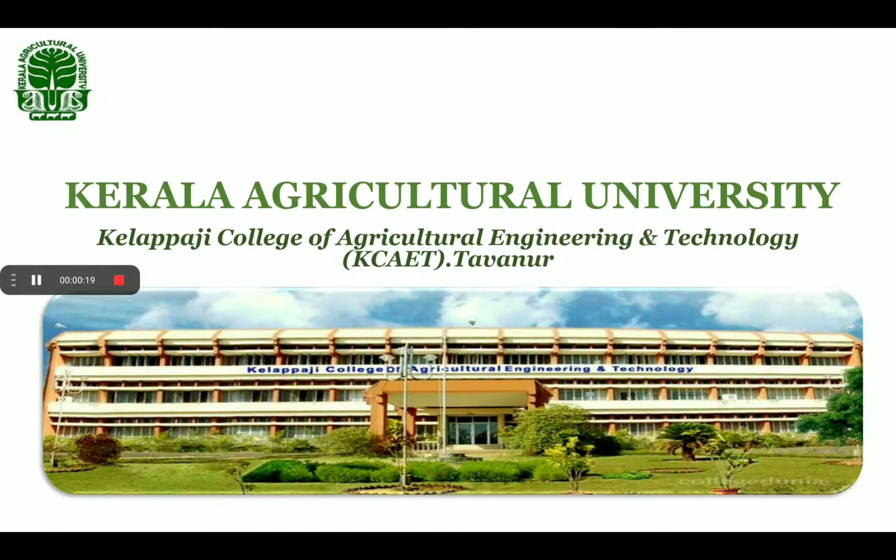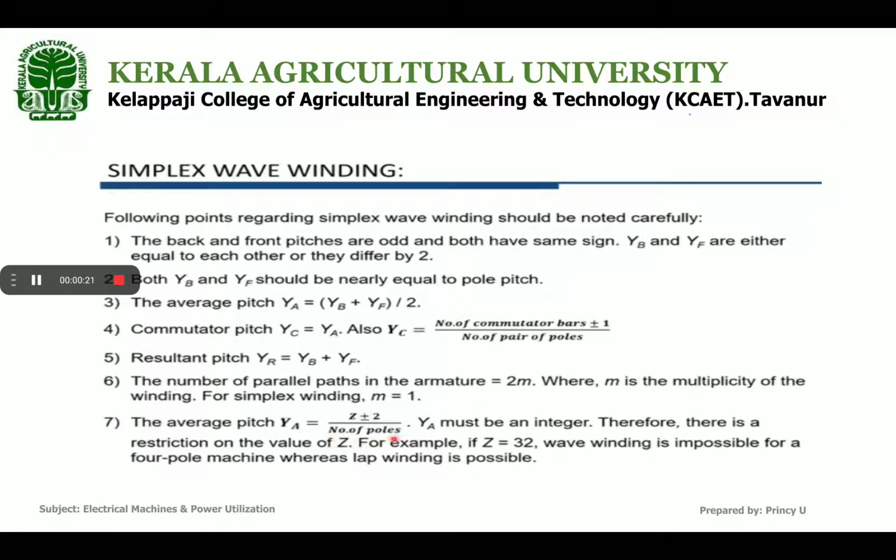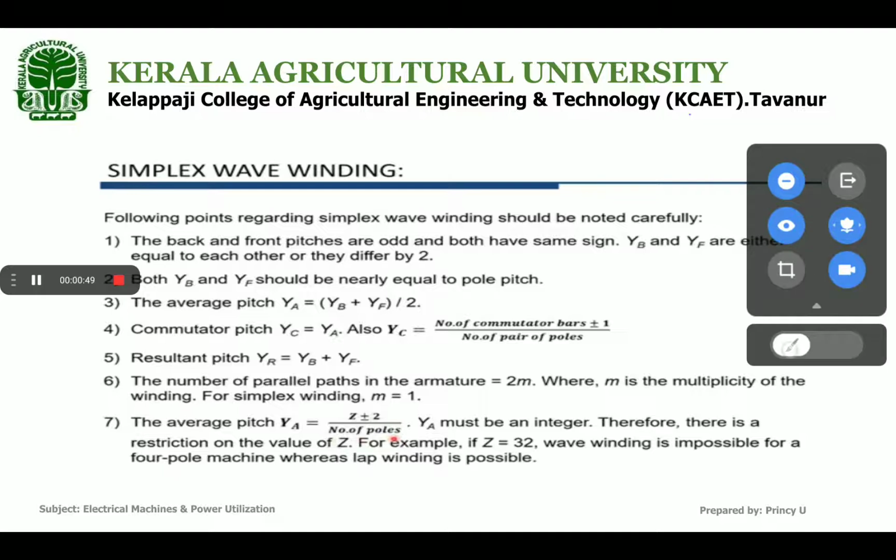The back and front pitches are odd and both have the same sign. So in wave winding also, back and front pitches should be an odd number. But here both have the same sign. In lap winding we took one as positive and another one as negative. But here in wave winding we use the same sign for YB and YF, because of the shape of wave winding.